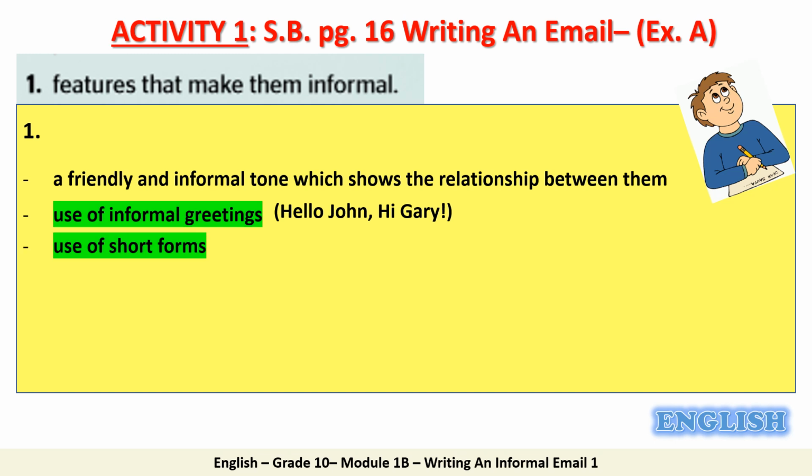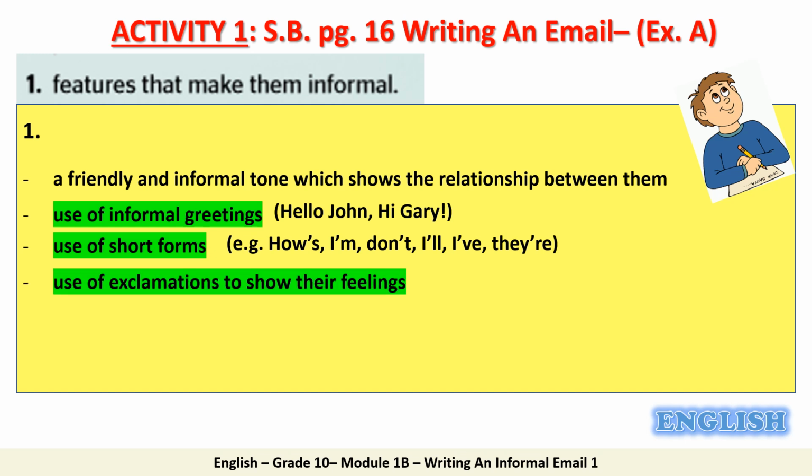3. Use of short forms. Your examples? Let's check. How's, I'm, don't, and so on. The writer used the short forms instead of using the full verb forms. How is, I am, do not.